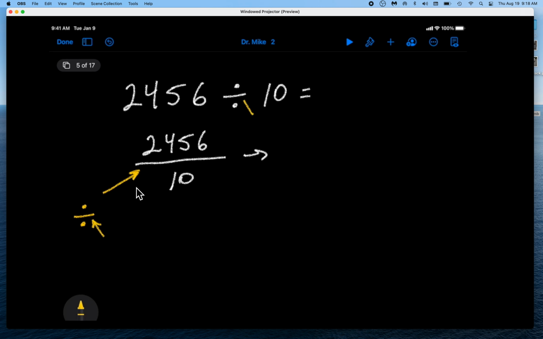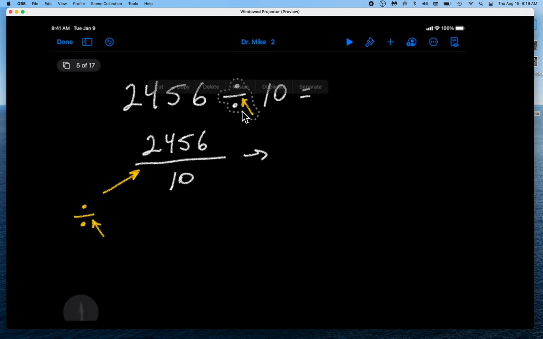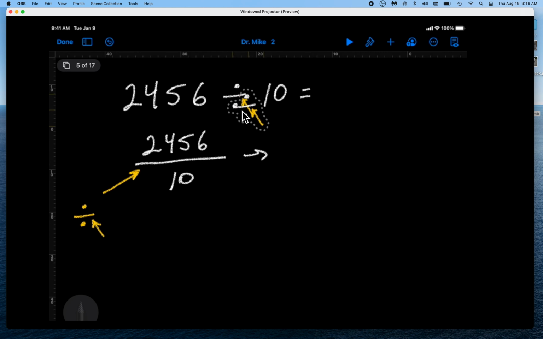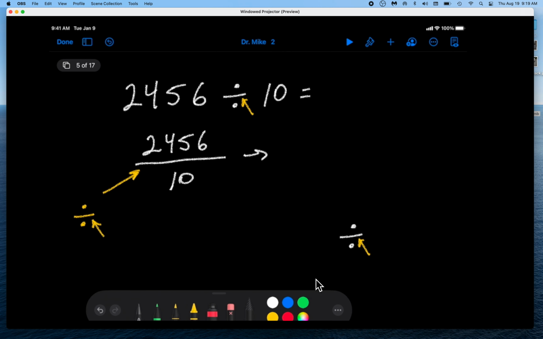Look, even if you look at the division sign, you see a numerator and a denominator here. I never noticed that before. So right there, look at that. That division symbol looks just like a fraction with a numerator on the top, denominator on the bottom. So there we go. We are dividing. When you have 2456 over 10, this is division.